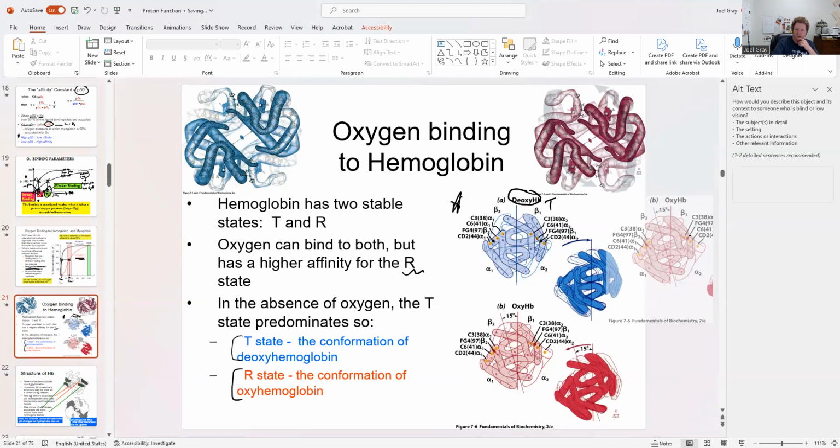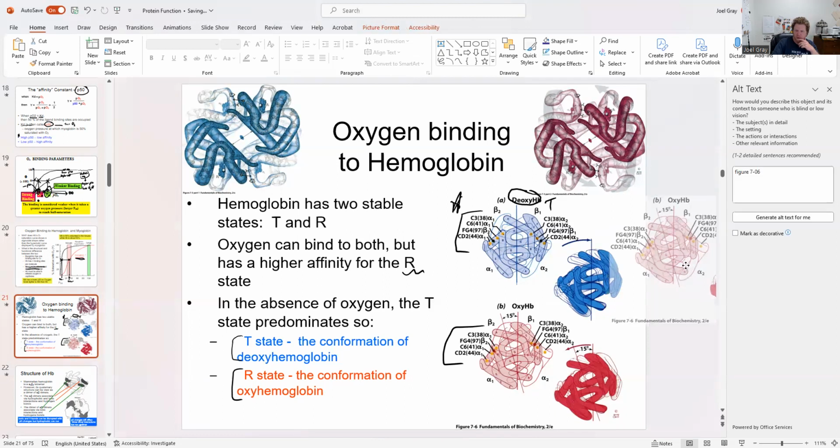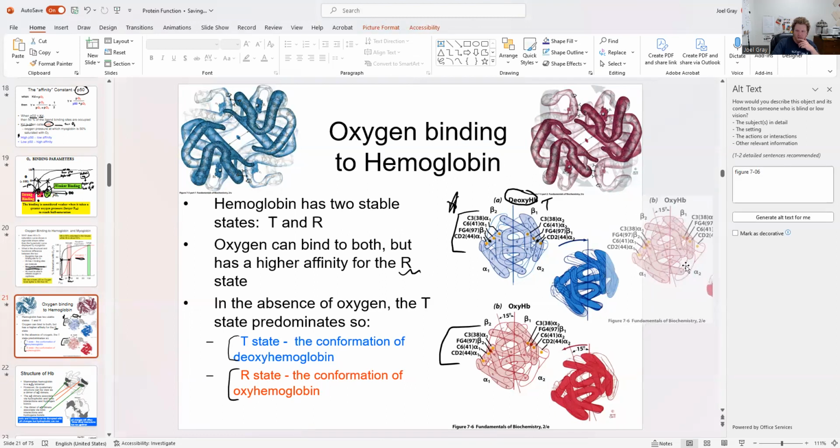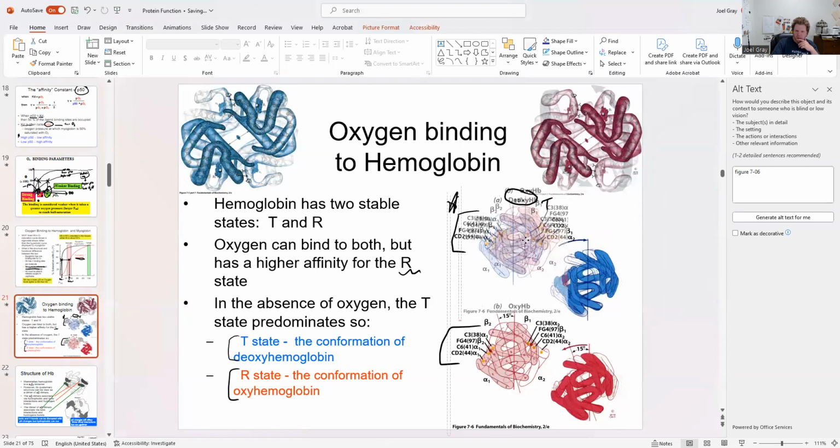But what this image is trying to illustrate is that we have a couple of select amino acids, 38, 41, 97, 44. Those amino acids are highlighted in the deoxygenated hemoglobin, and they're also highlighted in the oxygenated hemoglobin. So the same residues are highlighted and used as a basis for comparison. Now I'm going to take the image that I selected and copied, and overlay it.